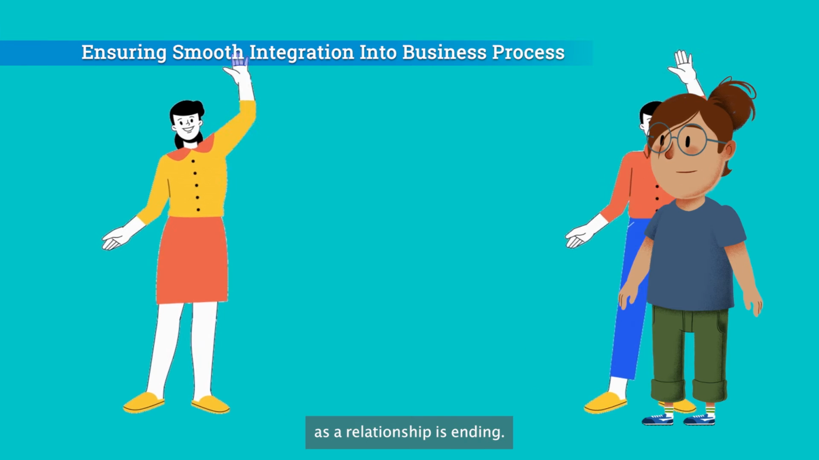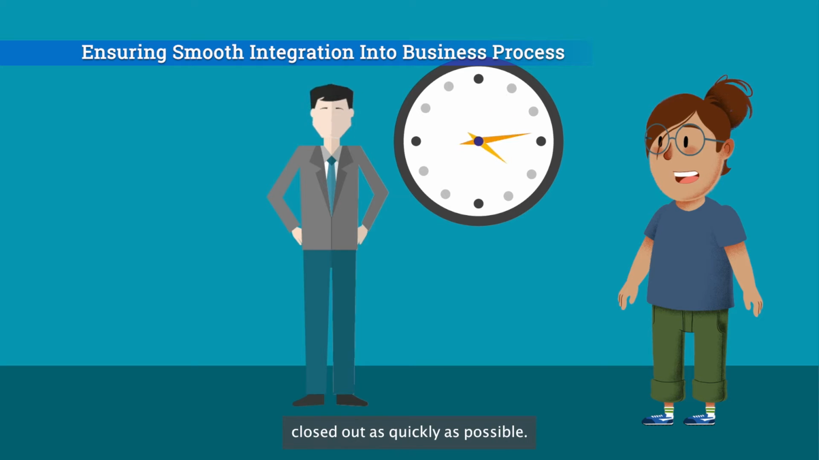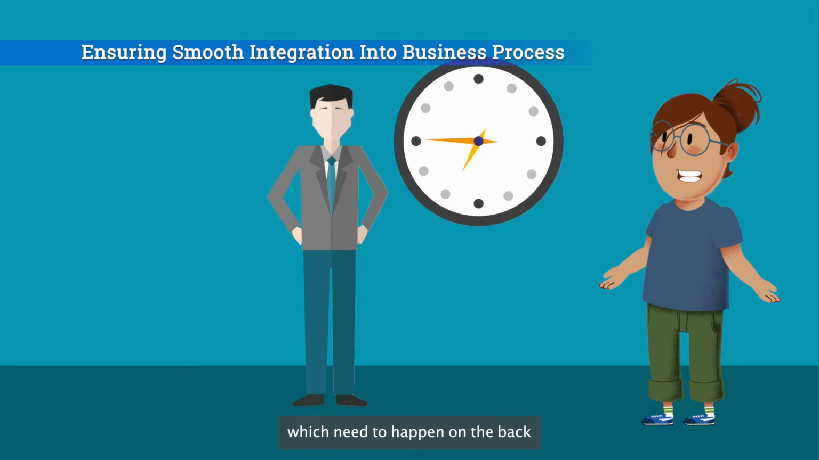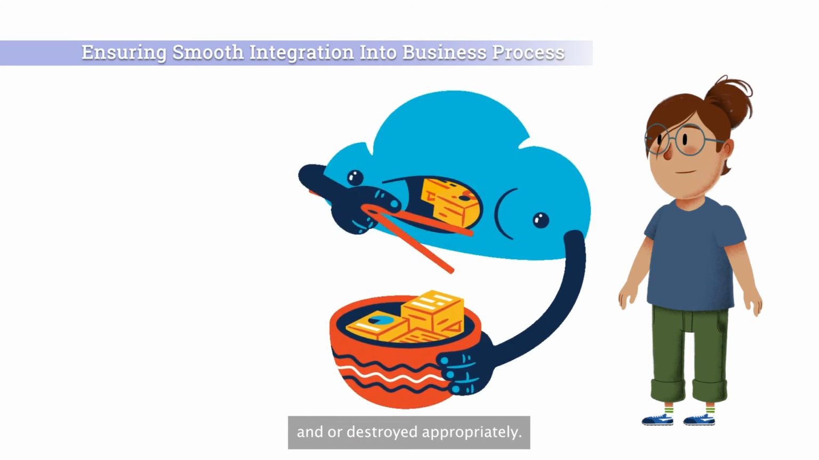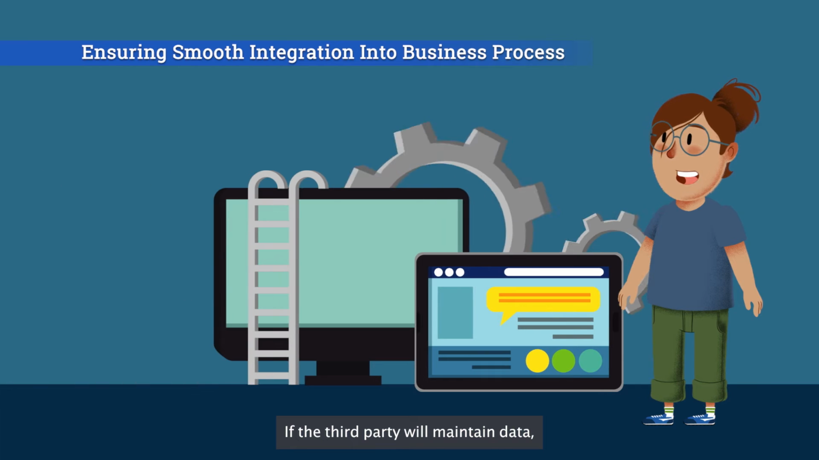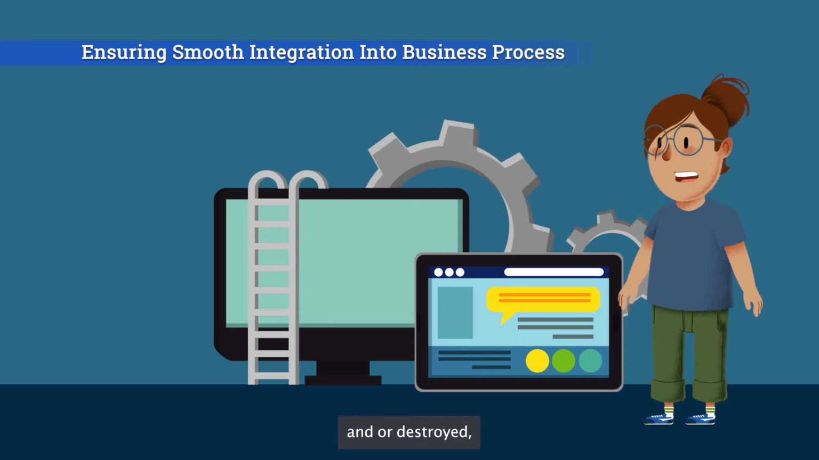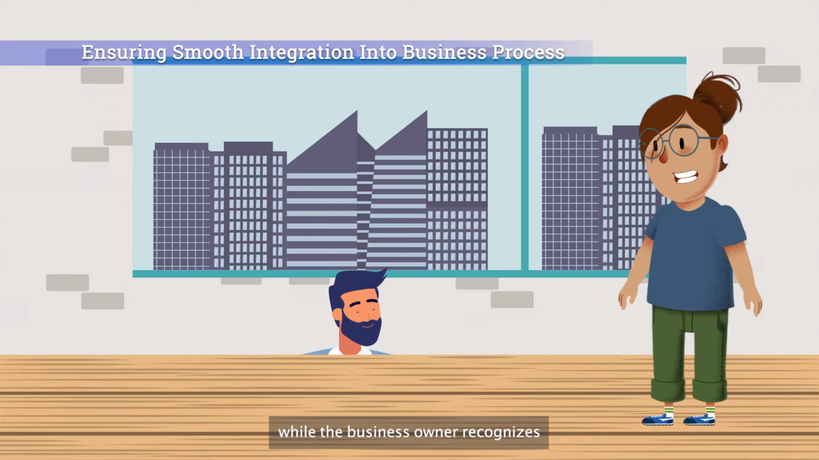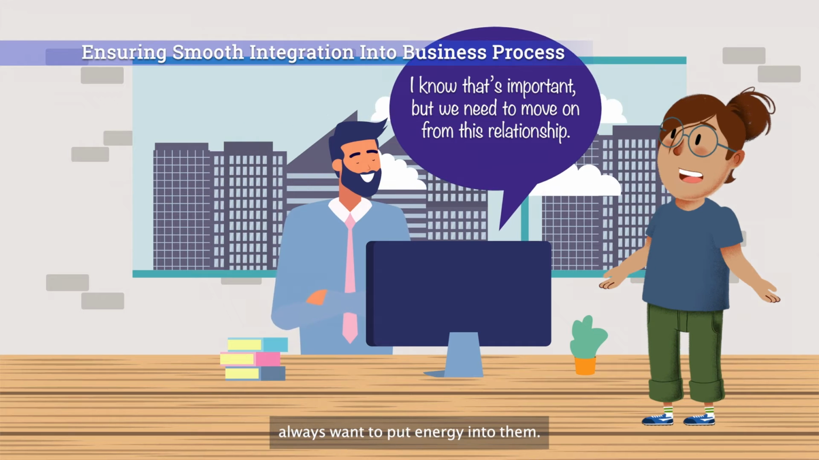As a relationship is ending, the business owner has other things they need to tend to, so they'll want the relationship closed out as quickly as possible. There are still activities which need to happen on the back end of the relationship, such as data returned and/or destroyed appropriately. If the third party will maintain data, then security reviews are required until the data is returned and/or destroyed. While the business owner recognizes those necessary activities, they may not always want to put energy into them.